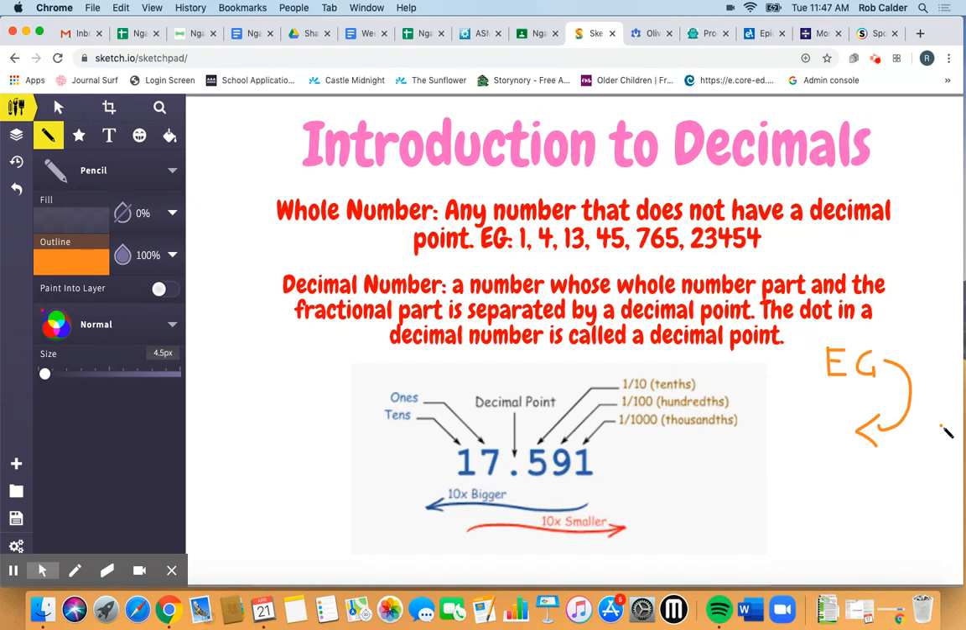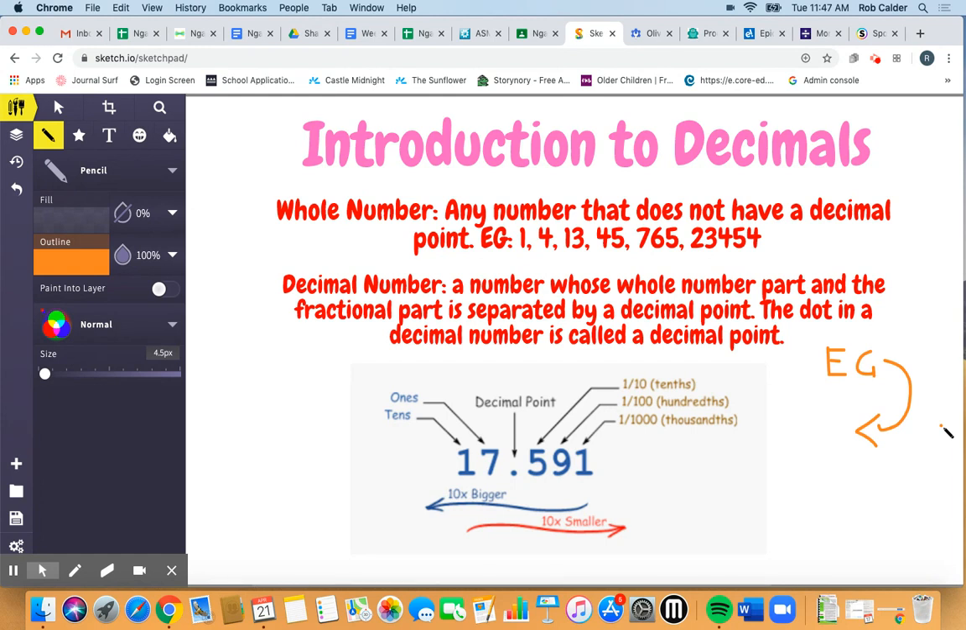Now, a whole number is any number that does not have a decimal point. So I've got examples there of 1, 4, 13, 45, 765 or 23,454. When you look at those numbers, the decimal point is not visible. There are no part numbers there. They are a whole digit or digits by themselves.